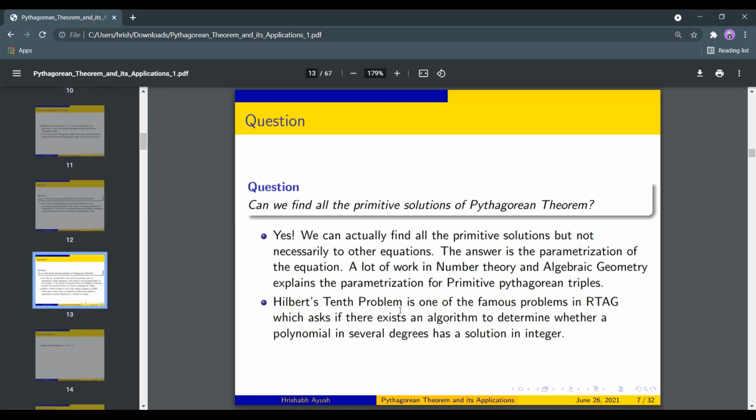So Hilbert's 10th problem is one of the most famous problems in ring theory and algebraic geometry. This RTAG means ring theory and algebraic geometry. It asks whether there exists an algorithm to determine whether a polynomial has a solution in integers in several degrees. You could read about Hilbert's 10th problem. It's solved now, but it was one of the most famous open problems back then. So it has some applications of the Pythagorean theorem.